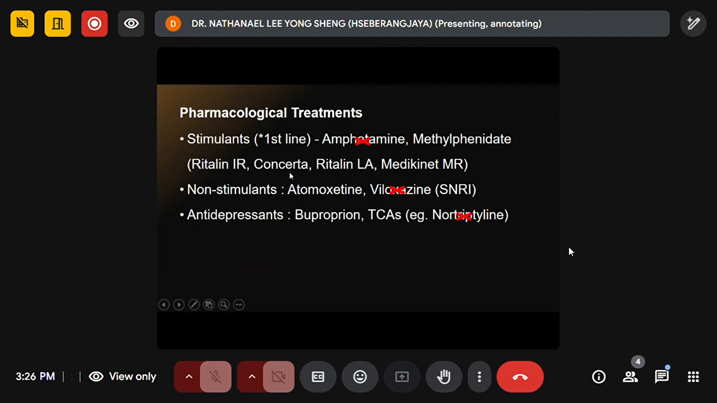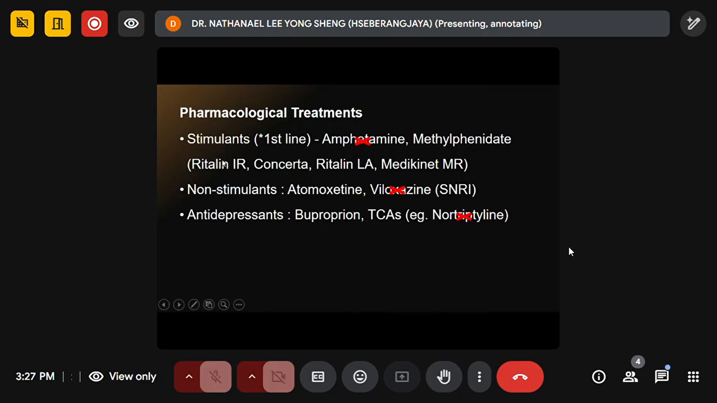Whereby Concerta actually consists of 2 components, which is immediate release and short acting, and long acting. The proportion of each is 20% short acting and 80% long acting. Whereby Ritalin LA and Medikinet are a bit different. The proportion of immediate and extended release components is 50-50. So it will depend on the patient's needs and the tolerability when we choose each of these options.